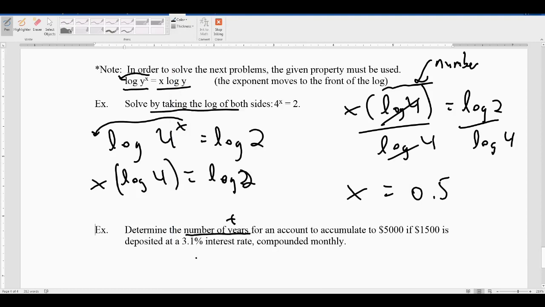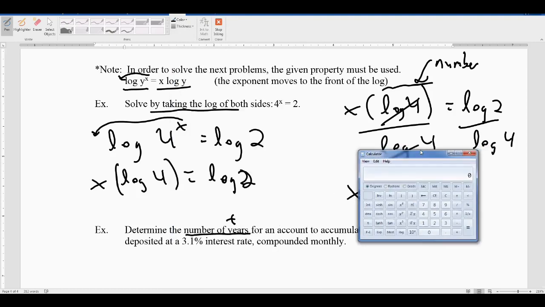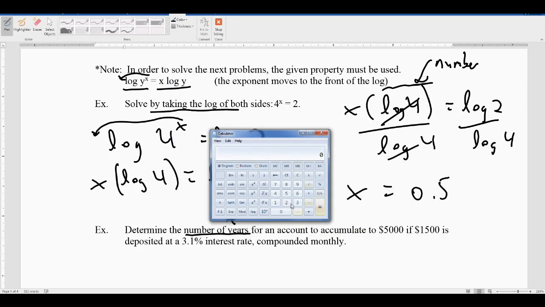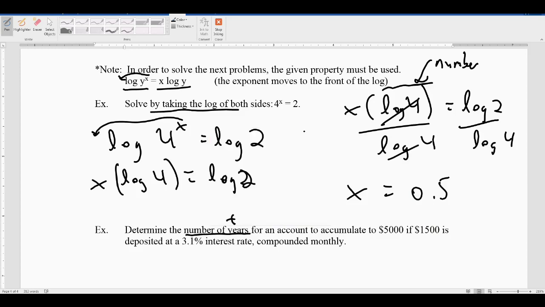That's what you get. Now for a scientific calculator, you've got to hit the 2 and then the log key, then divide that by 4 and then the log key, and then equals. That's how you do the scientific.